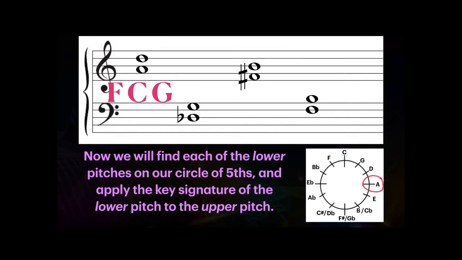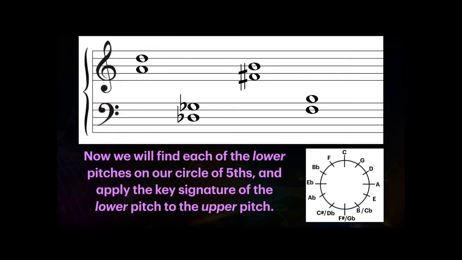The next pitch we see is D flat in the bass clef. We find D flat on our circle of fifths. The key signature of D flat major has 5 flats: B, E, A, D, and G. G is one of our flats in the key signature, and we need to add a flat in front of that pitch on the staff.